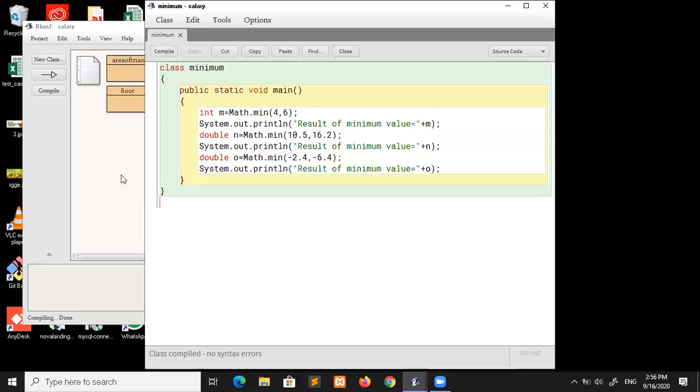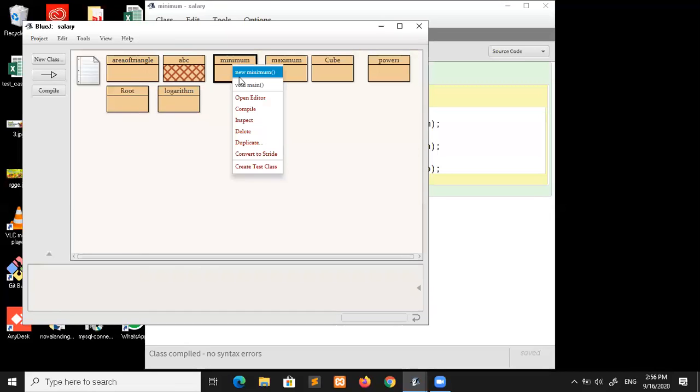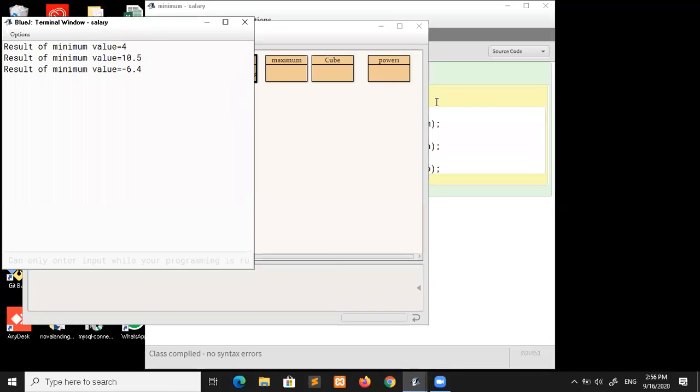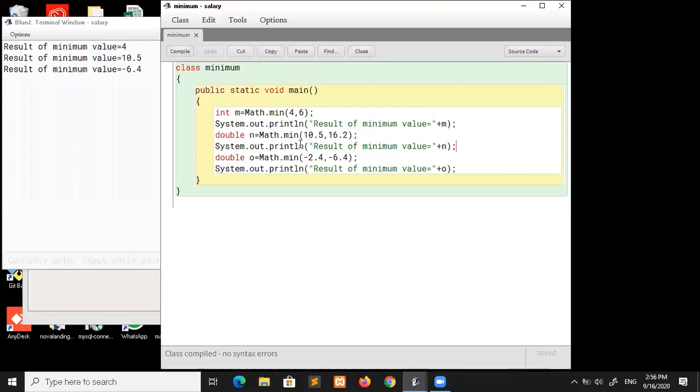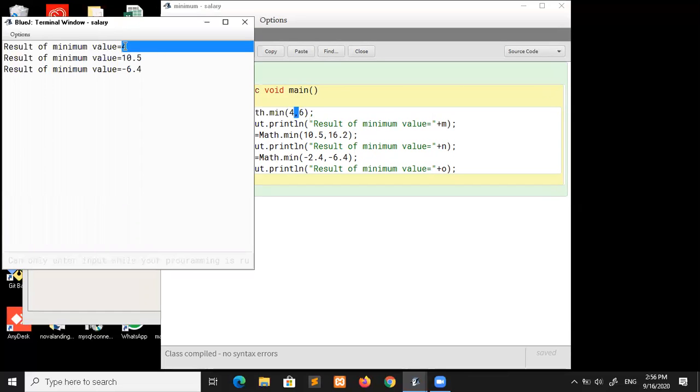And now I'll show you there's no error. Yeah, so see, if you observe it carefully, here 4 and 6 are there. So the minimum value I got is 4. Then the next is 10.5 and the least value is 6.4. So in this way, I'm getting the result for the minimum function, that too in the math package. So in the math library, multiple functions are there, which we'll be studying now one by one.